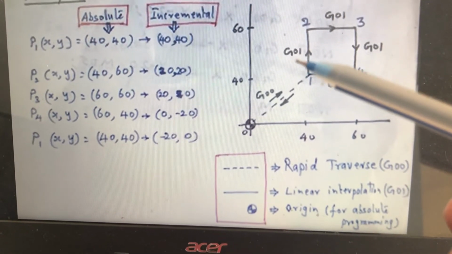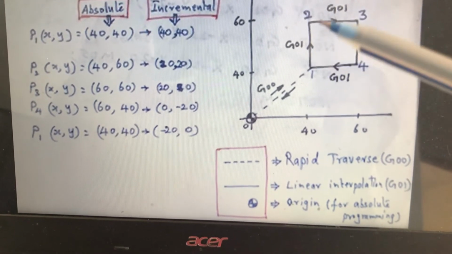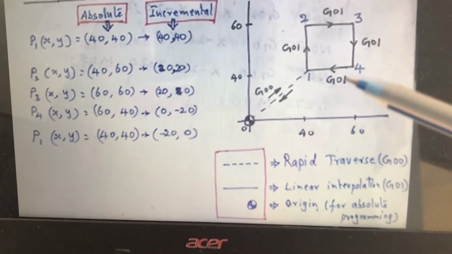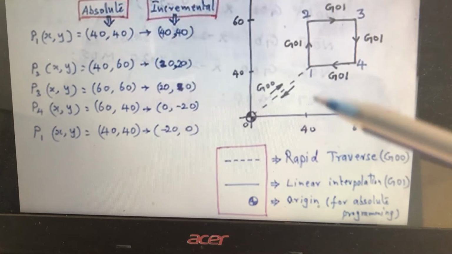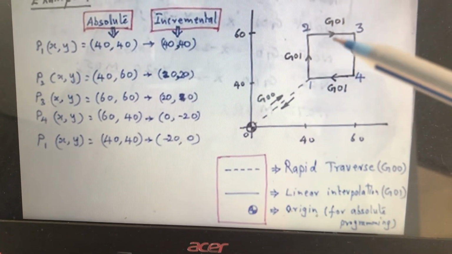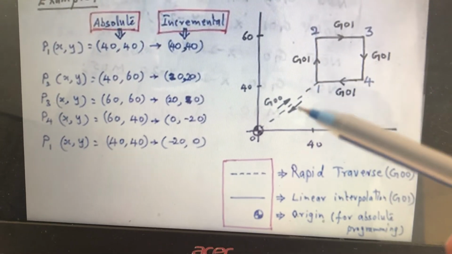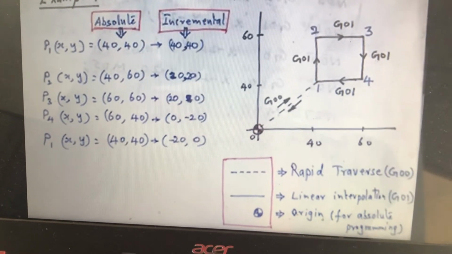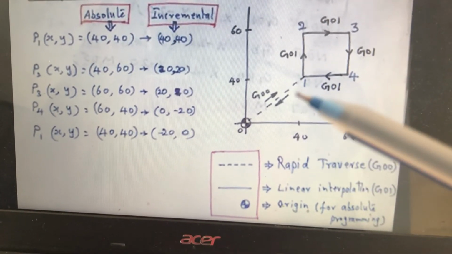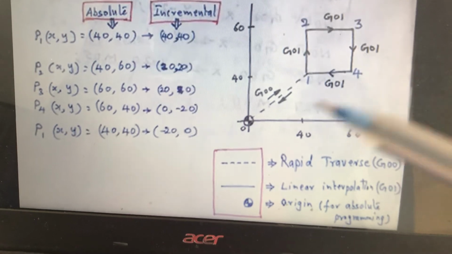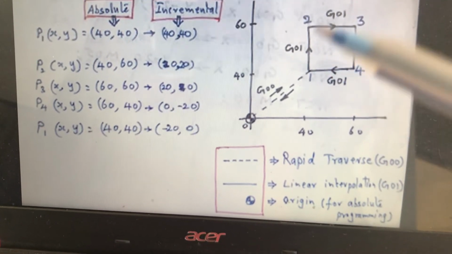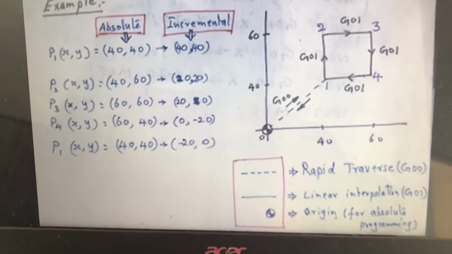So we use G01. 1 to 2 is G01, 2 to 3 is also G01, 3 to 4 is also G01, 4 to 1 is also G01. And again coming back, see it is going in this direction and travels here, see the direction, and then it comes back to origin. This is a home position. So this is how you should understand where to use G00 and where to use G01. We use G00 when there is no cutting, and we use G01 when there is cutting. Cutting means material removal process.